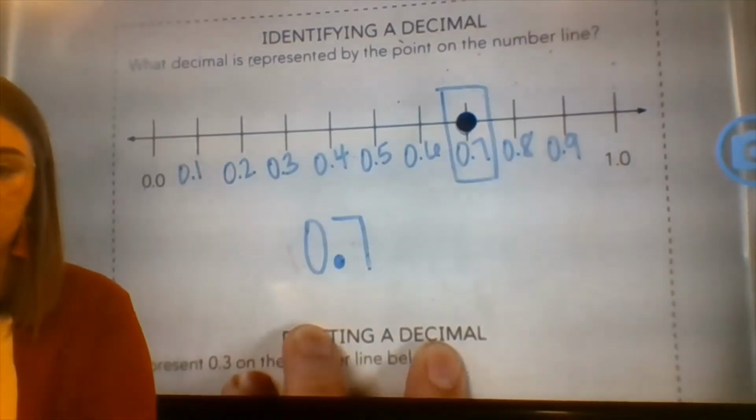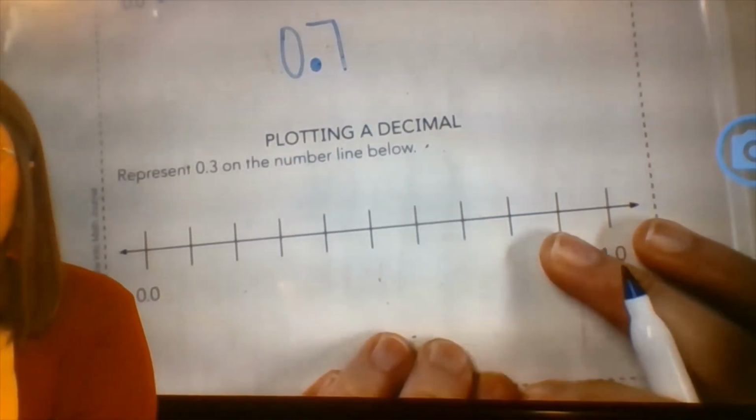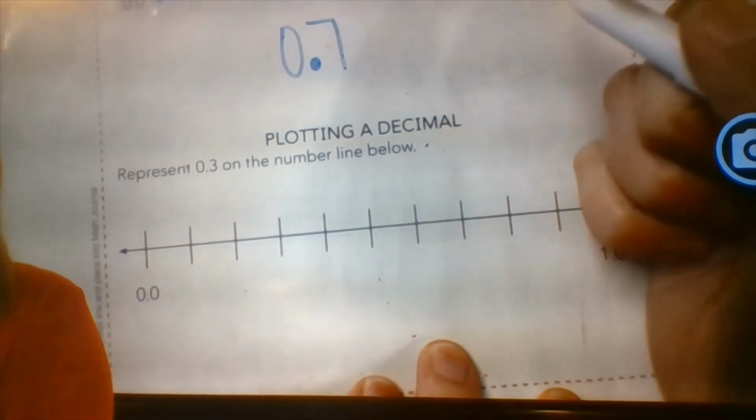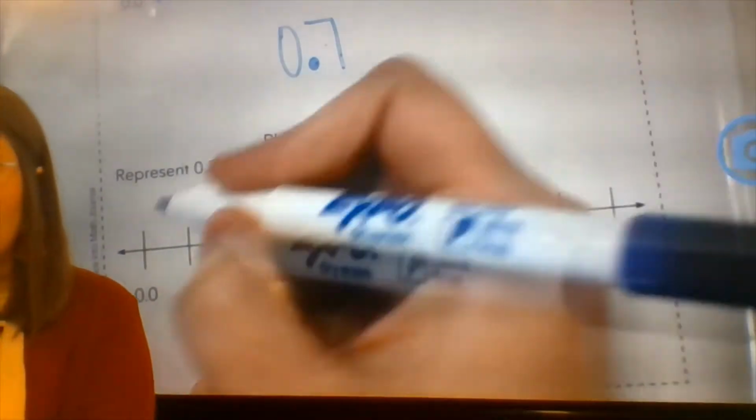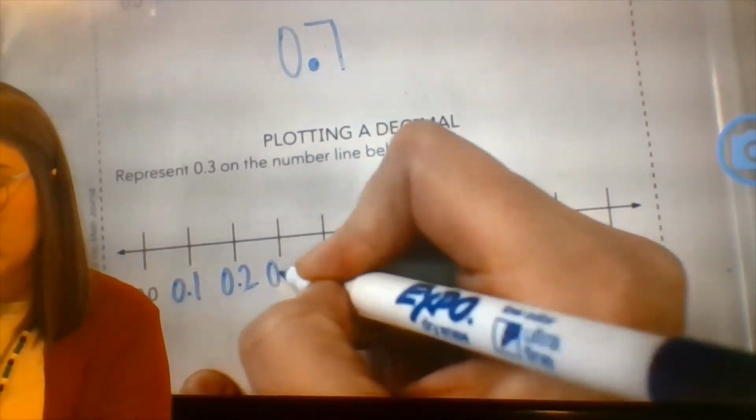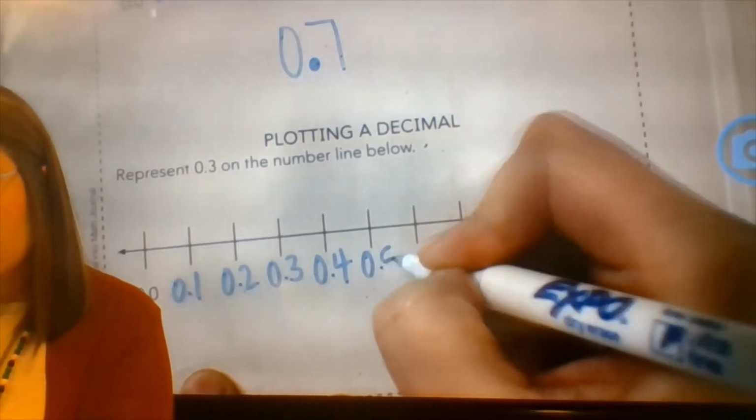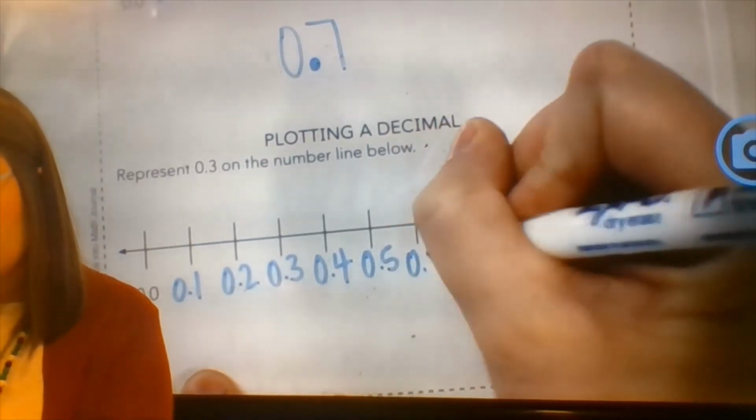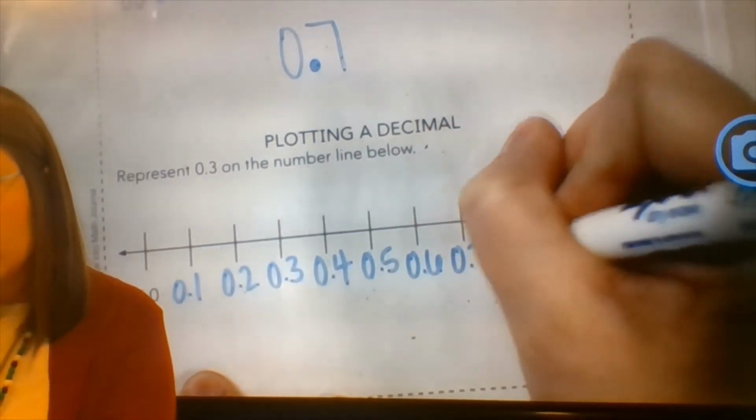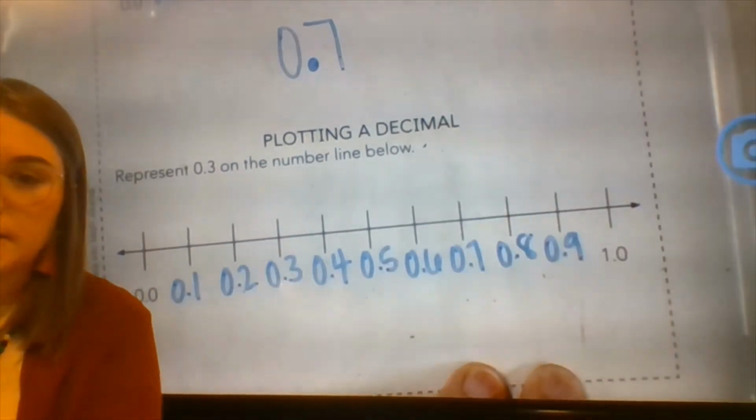7/10. So let's look at this one. It wants us to represent 3/10 on the number line. So first things first, we've got to label the number line. So 1/10, 2/10, 3/10, 4/10, 5/10, 6/10, 7/10, 8/10, 9/10, and a whole.